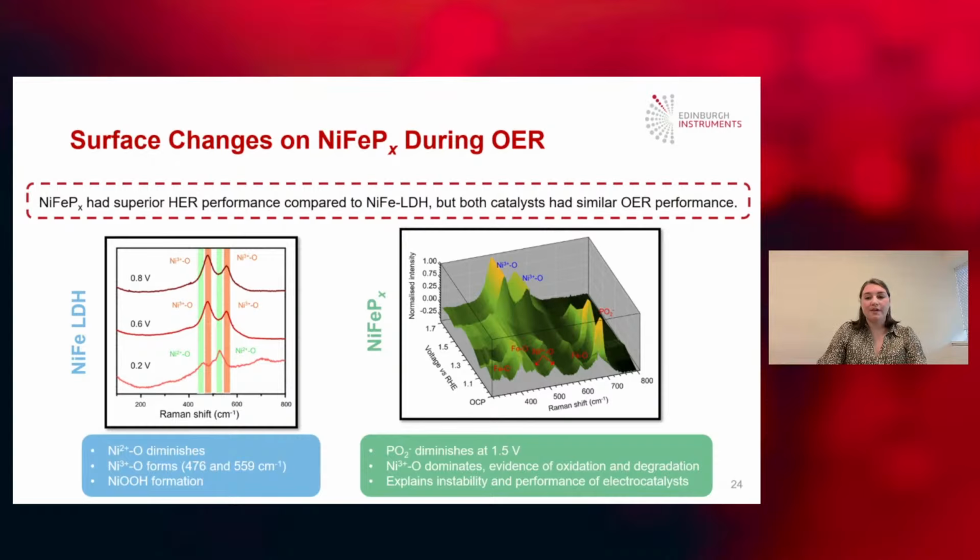So overall, this study provided evidence that the phosphides are unstable under the electrochemical oxygen evolution reaction, and explained why they didn't see a heightened performance in their new catalyst. So overall, the Raman could be used to understand how these materials operated.